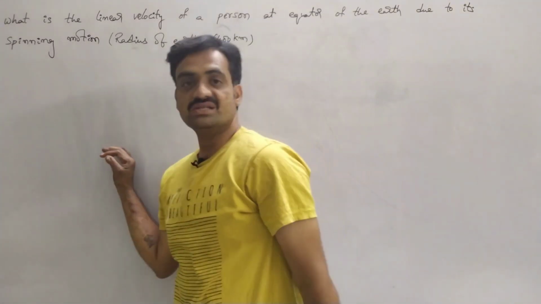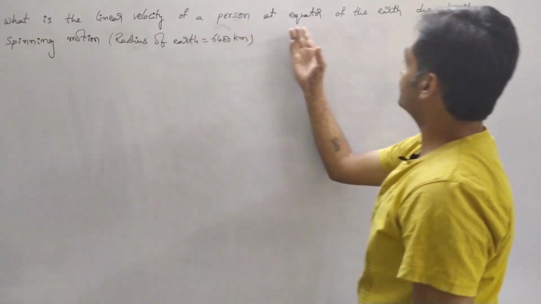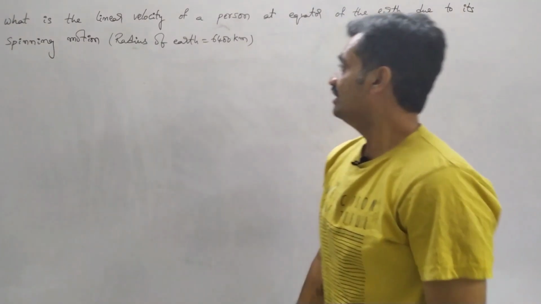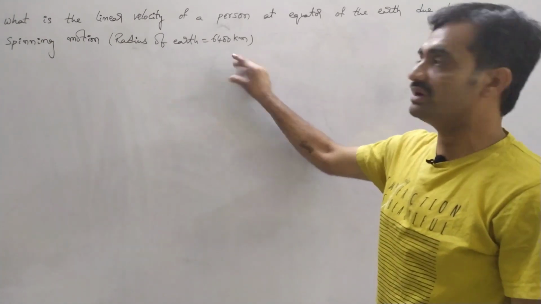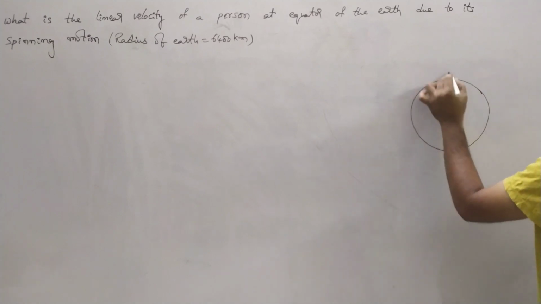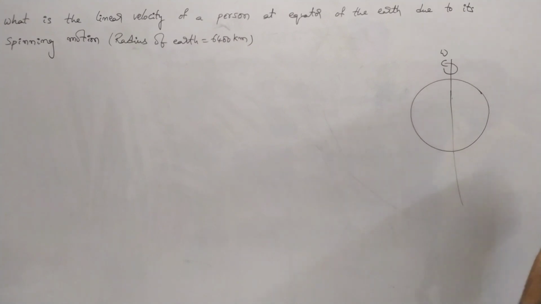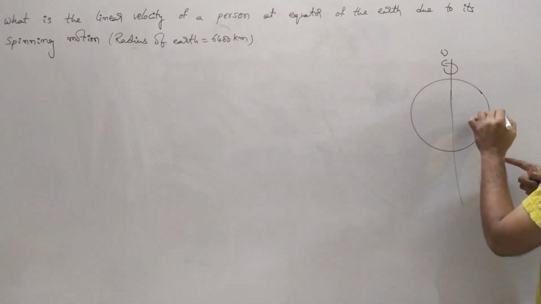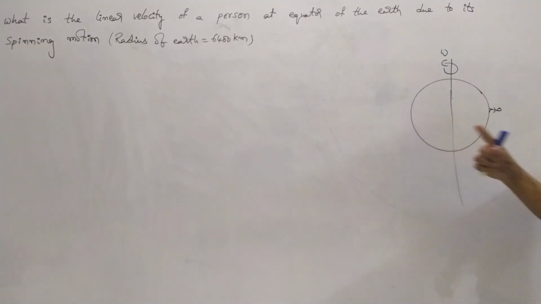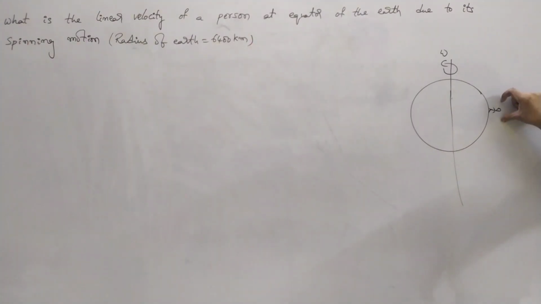Let's solve a problem based on linear velocity and angular velocity. Observe that, what is the linear velocity of a person at the equator of the earth due to its own spinning motion, where the radius of the earth is 6400 kilometer. So here we have represented that the earth is rotating about a fixed axis with an angular velocity. As the earth is rotating, now we consider a person at the equator. So now we have to represent the linear velocity of the person who is present at the equator.